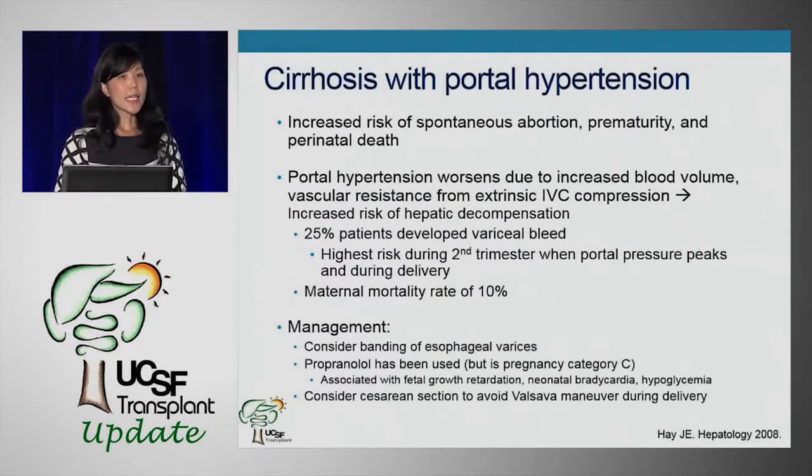Although pregnancy in individuals with cirrhosis is quite uncommon because most cirrhotics are not menstruating, there is an increased risk of spontaneous abortion, prematurity, and perinatal death reported in cirrhotic women who become pregnant. Portal hypertension will worsen during pregnancy due to the increased blood volume as well as increased vascular resistance from extrinsic IVC compression, and they are at increased risk for hepatic decompensation.